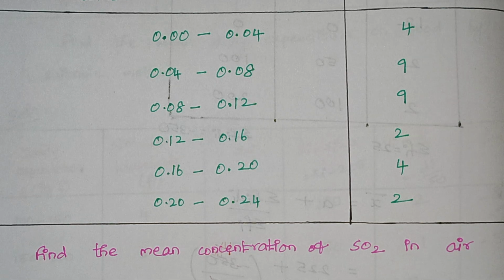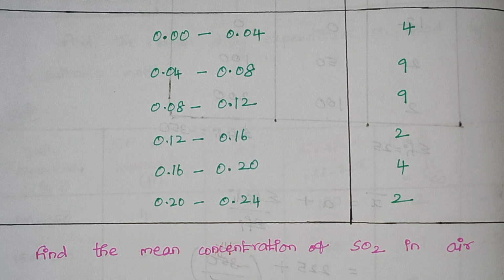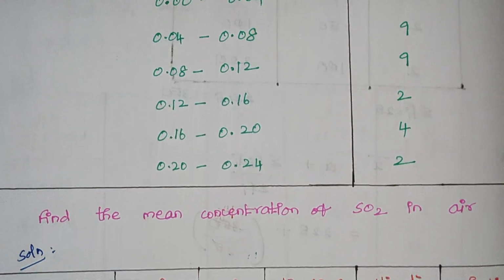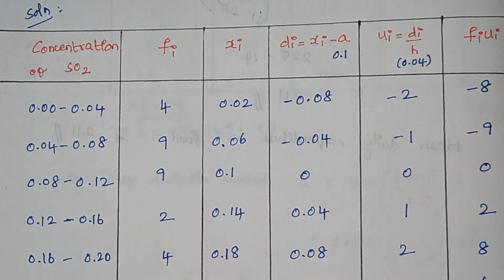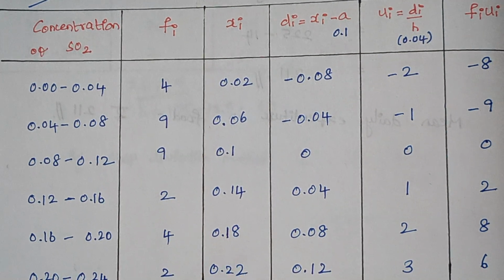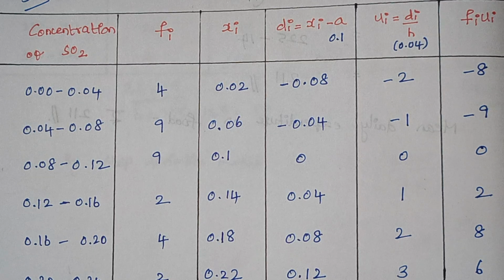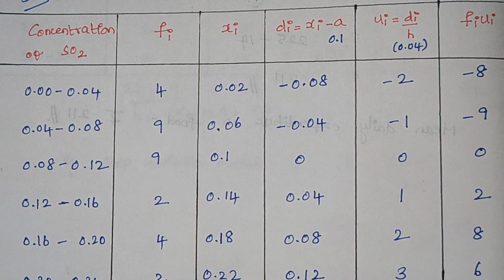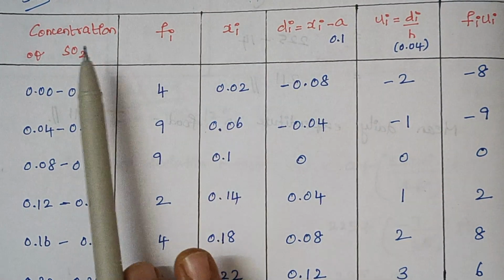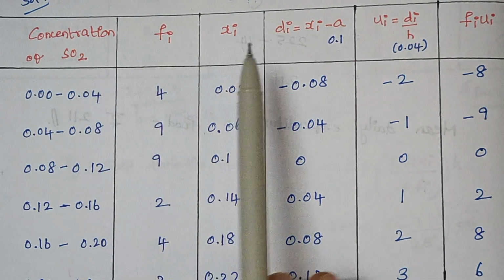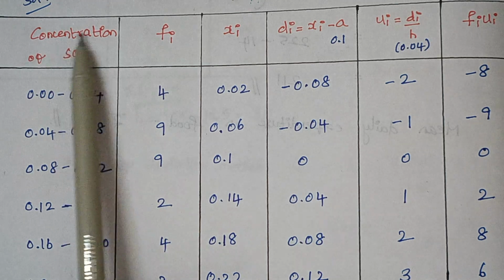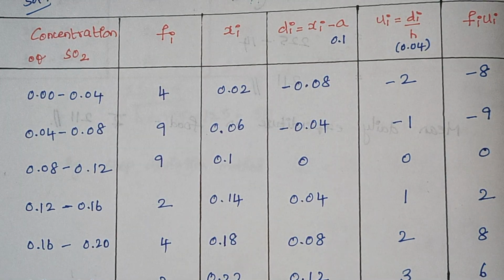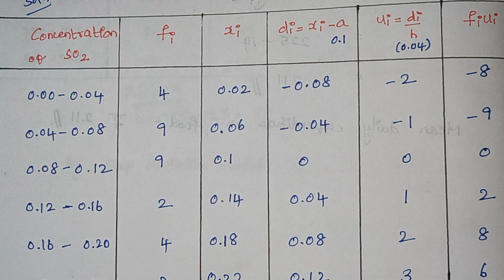So as usual, we are going to proceed with the step deviation method. For the step deviation method, as I already told, just from the formula you can frame the tabulation, or else you can count how many columns it has and keep that in mind. Apart from the given problem, we have 4 columns in addition, so totally this table contains 6 columns.